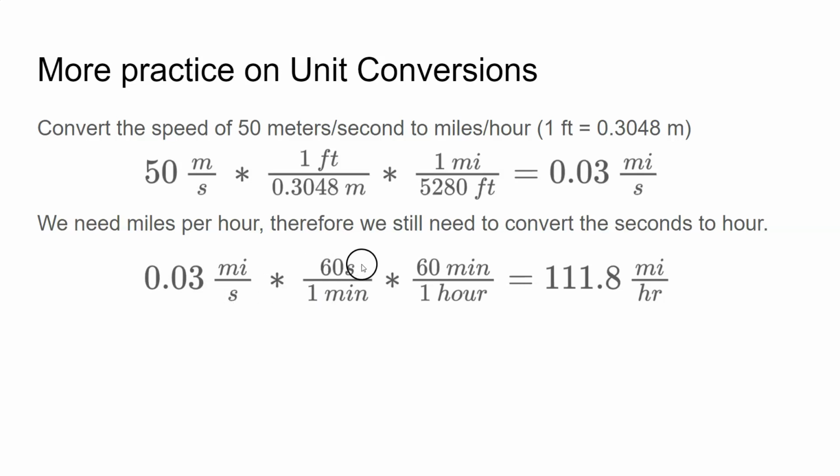So we cross-cancel the seconds. If you're trying to cross-cancel something, you have to make sure it's on the opposite side. I will just drive that point in. Seconds are on the top here, 60 seconds over 1 minute. And then we cross-cancel the minutes with 60 minutes over 1 hour. So we get 111.8 miles per hour. It took 2 steps. You can write it in 2 steps, or if you've got this down, you can write all the unit multipliers straight in a line and multiply through all at once in your calculator.